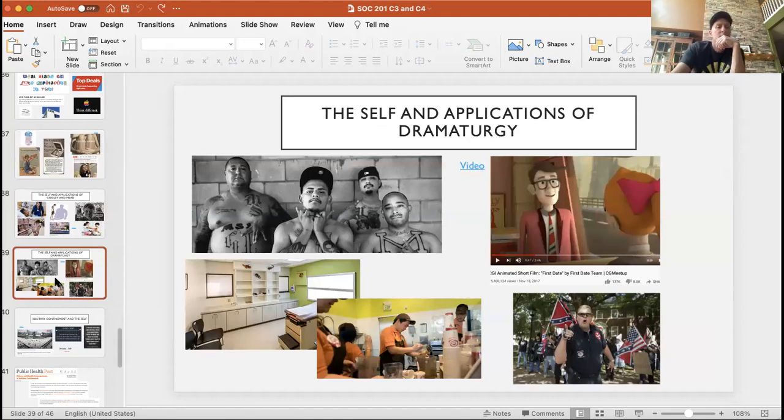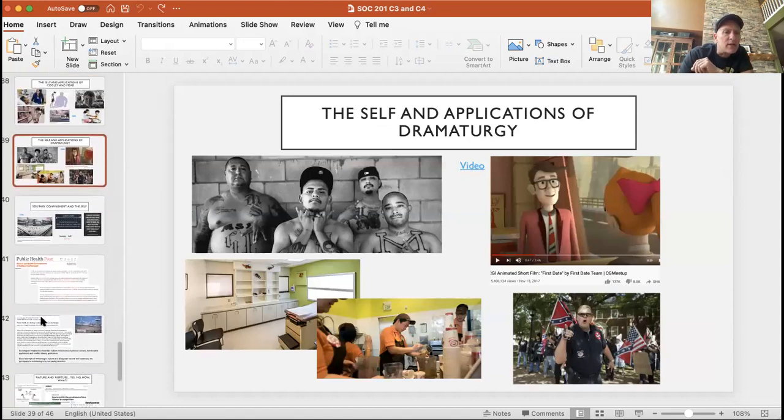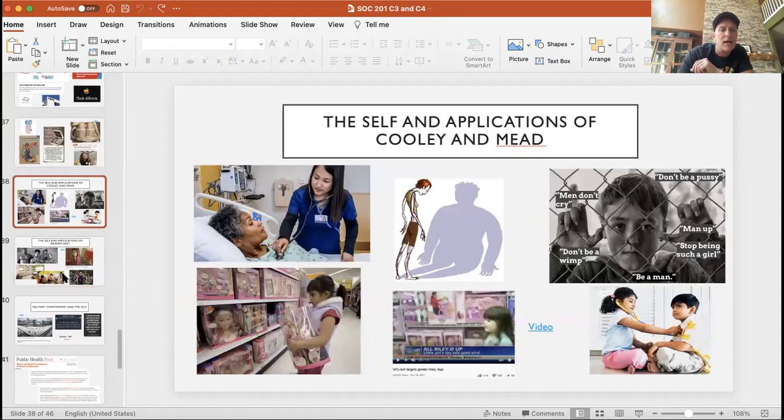So Cooley and Mead, let me see if I have a chart on that. Okay, so Cooley is the looking glass self. Actually, hold on one second here. Let me see.